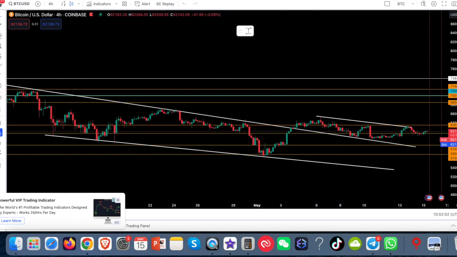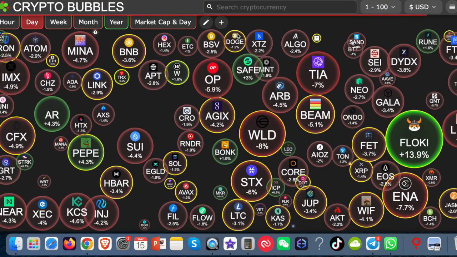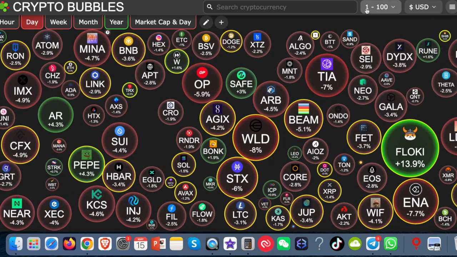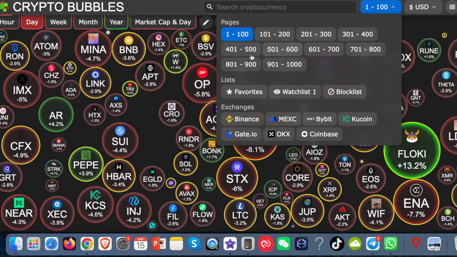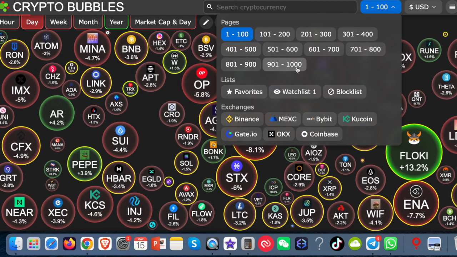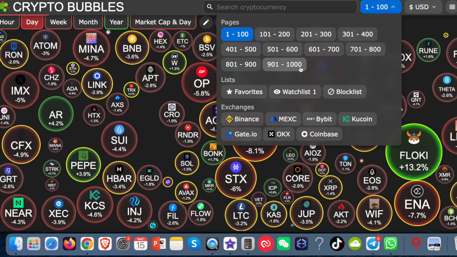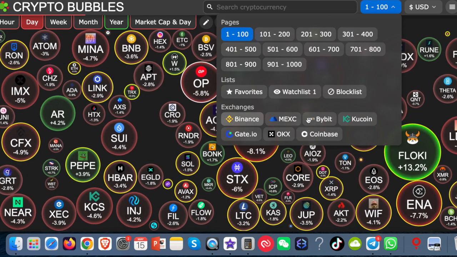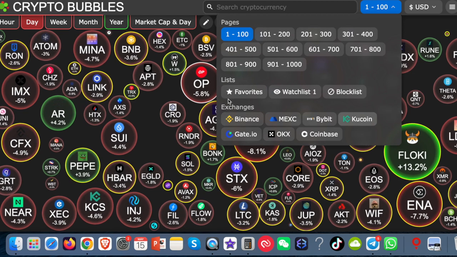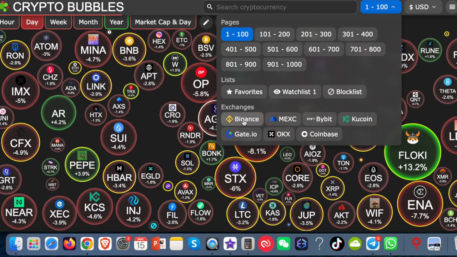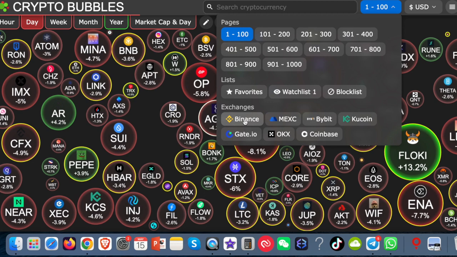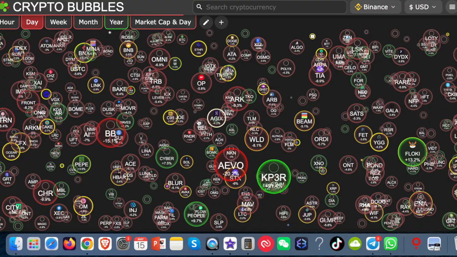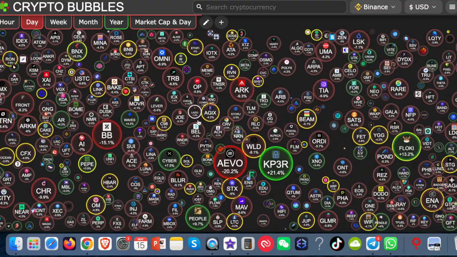The next place I like to look at is Crypto Bubble. Now, when you're on Crypto Bubble, you can choose how many tokens you want to look at. This is 1 to 100. So you can go all the way from 900 to 1,000. So you can choose all of those, or you can choose by exchange. It doesn't do Pancake Swap, unfortunately. It only does centralized exchanges. But a good starting place, if you are going to be trading on Binance, is choose the Binance tab. So this will give you a good idea of what's happening on Binance.